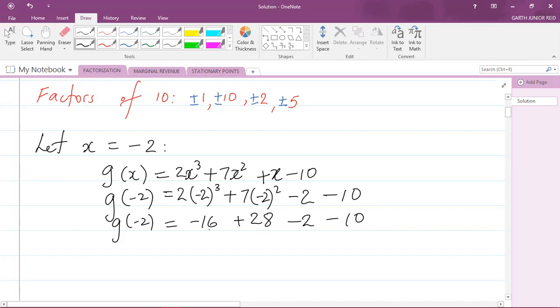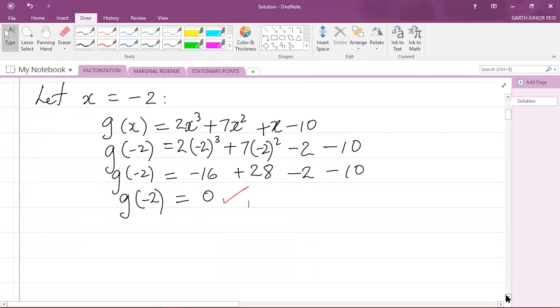If you compute this on your calculator, you will recognize that g of negative 2 is equal to 0. Negative 16 plus 28 minus 2 minus 10 gives you 0 as the output, and that is what we were looking for. It means that we have a factor. So I'm just going to write a statement here. Your statements are very important in your examination.